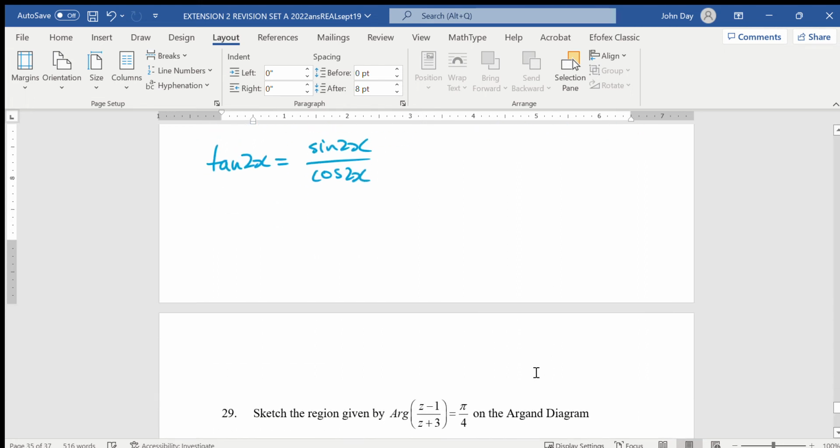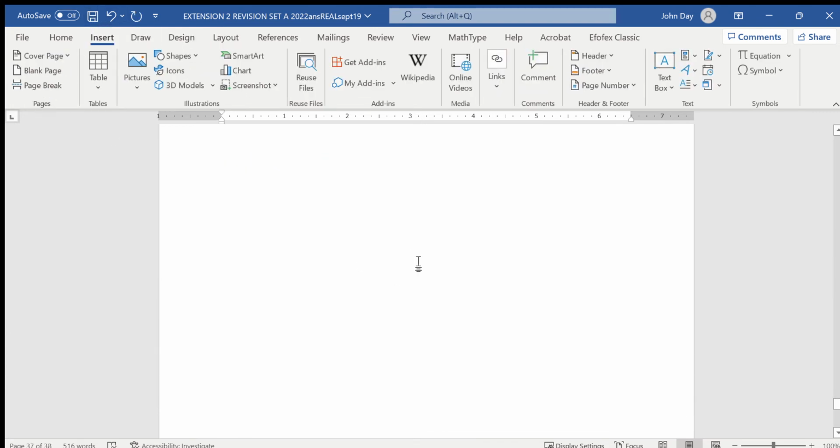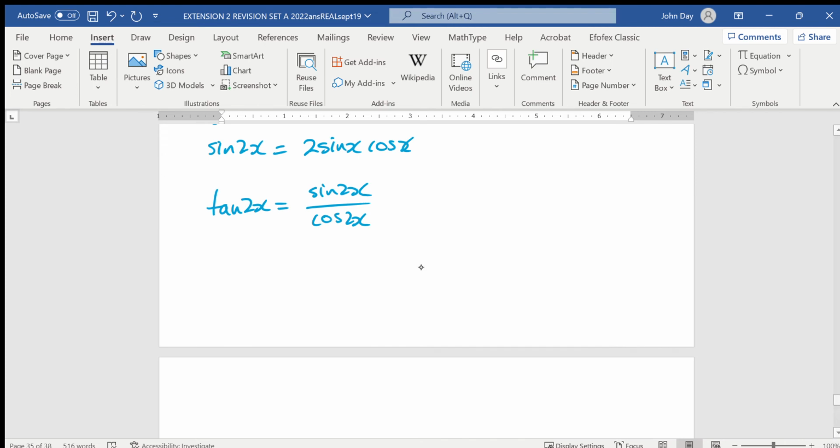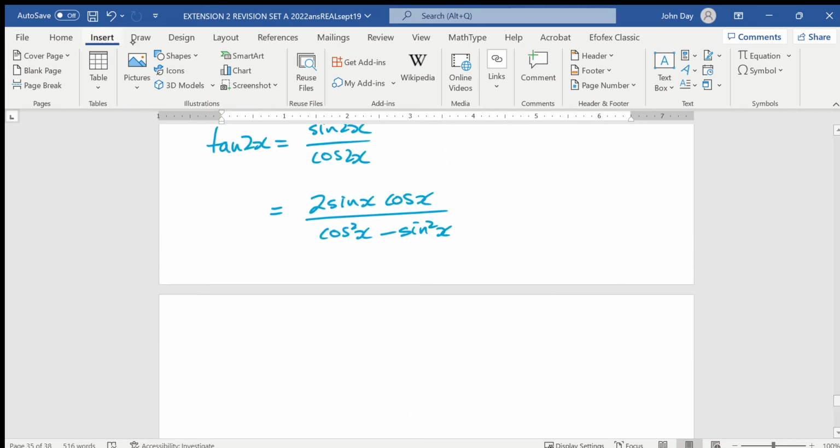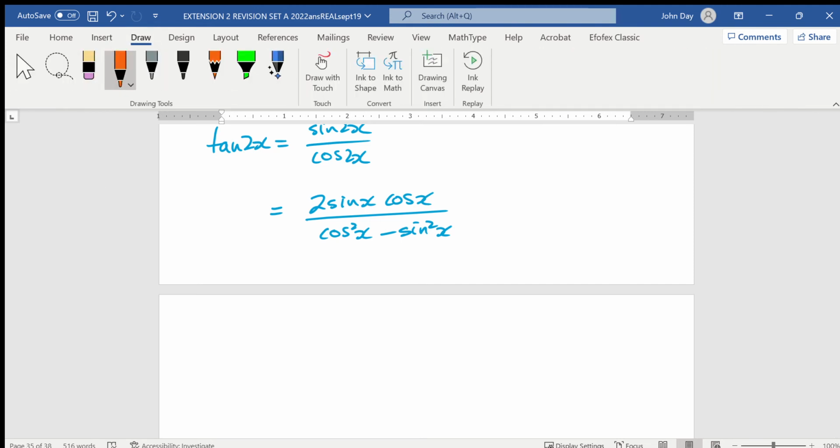Now I just need to get a bit more room here, so let's put a page break in. I'm going to say that's equal to 2 sine x cos x on cos squared x minus sine squared x. And I look at my formula for tan 2x. I'll just write that down for you next to it here. Tan 2x equals 2 tan x on 1 minus tan squared x. So that's where we've got to end up.